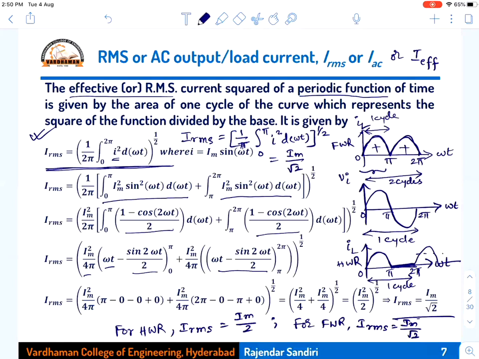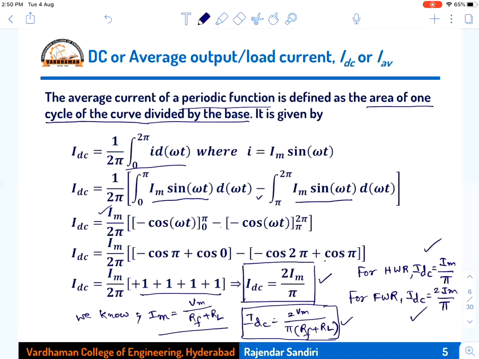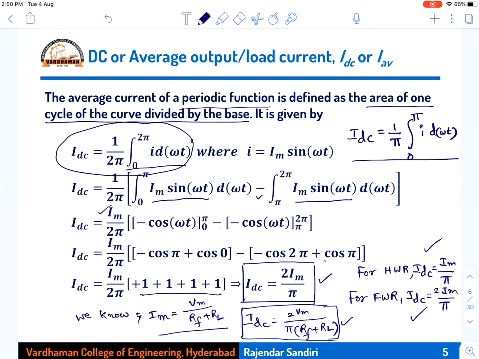So that means one complete cycle we have to take from 0 to 2 pi for half wave rectifier, but one complete cycle of full wave rectifier is only 0 to pi. That is sufficient to take in the full wave rectifier. That also will result in the correct answer, that is Im by root 2. Even in the DC also, instead of going with this formula, you can do that for only the first cycle. That is, IDC is equal to 1 by pi, instead of 2 pi, you take pi only. 1 by pi, 0 to pi, I d of omega t. If you apply this formula, you will get the answer as 2Im by pi.